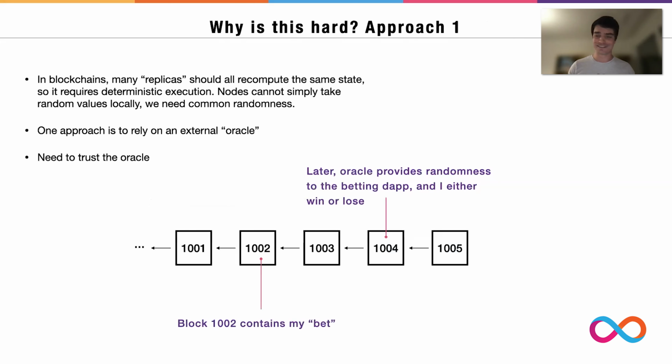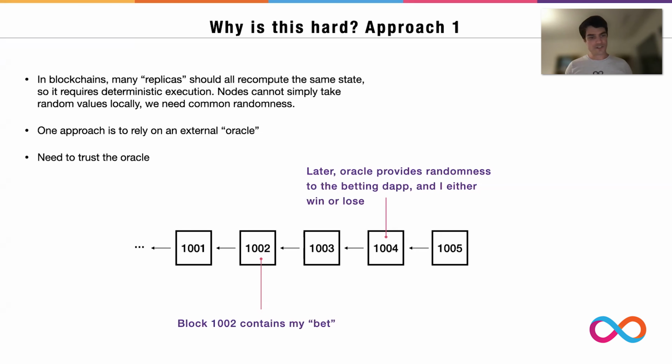Now you can already see that this is difficult when it comes to randomness. They cannot just take some randomness locally and then use that, because then everybody would get their own answer and there would be chaos. So we need some sort of common randomness or common pseudo randomness somehow.